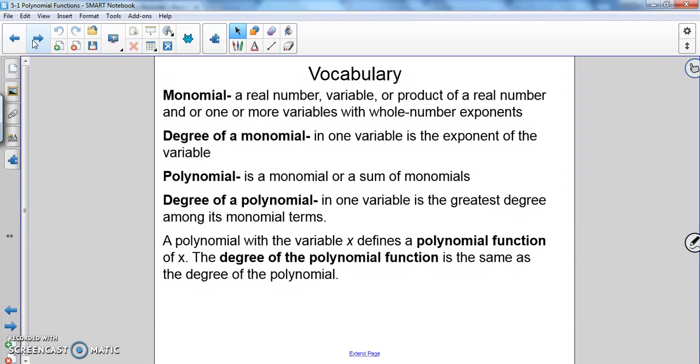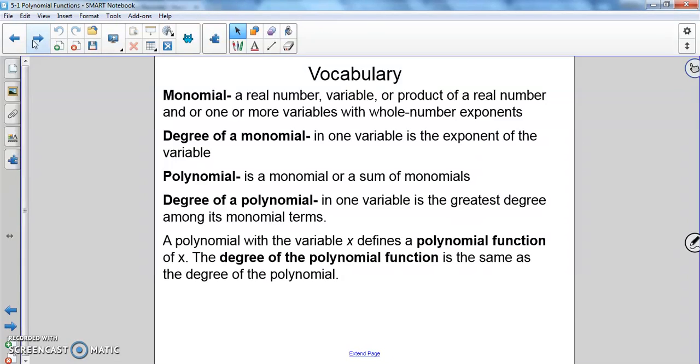So some vocabulary. First, a monomial is one term, and it's either a number, a variable, or a product of a real number and one or more variables with whole number exponents. So that is key there. We need our monomials to have whole number exponents. Then the degree of the monomial in one variable is the exponent of the variable. So the degree is the exponent of our variable.